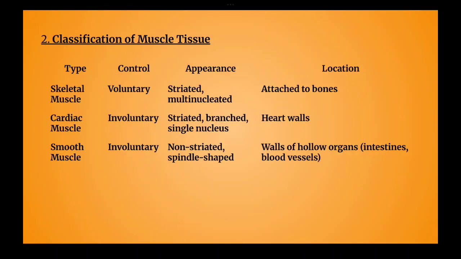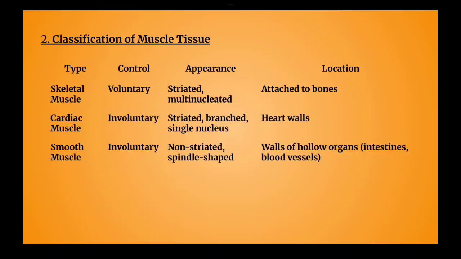Followed by cardiac muscle, it appears striated and there is branching. Note the key important differences between skeletal and cardiac muscles. Skeletal muscles are found throughout the body, in most parts of the body, and cardiac muscles are present only in the heart. And the second difference is that there is no branching in skeletal muscle, but there is branching in cardiac muscle. So cardiac muscle is branched, striated, and has a single nucleus. There is only one nucleus per cell in cardiac muscle.